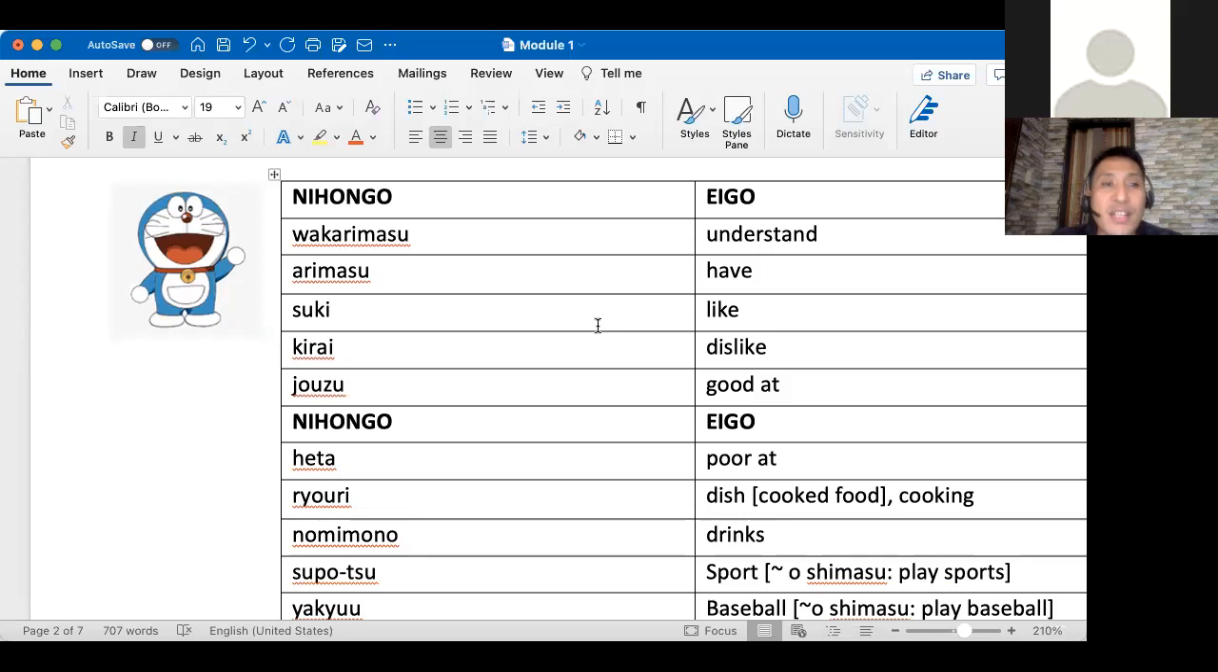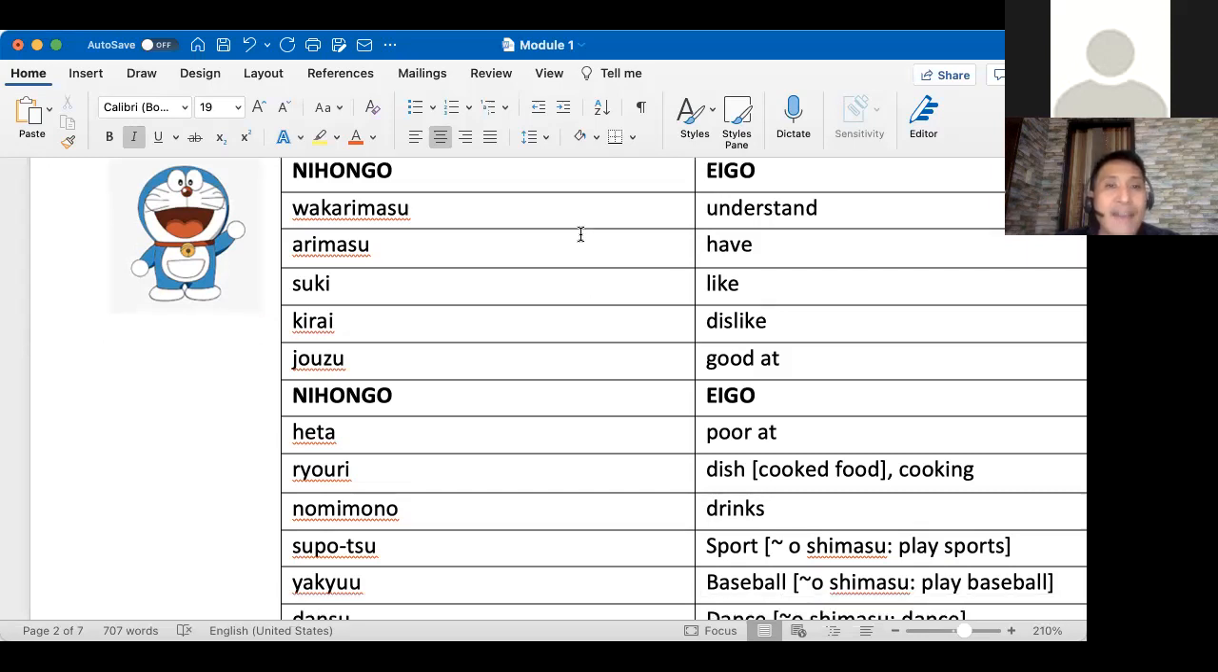So yung su po sa dulo, hindi na po natin yan pinopronounce or sinistress. Mas po ang pagbabasa nito. Pwedeng mas, na parang pabalik yung su, maliit na su, mas. Pwedeng sabihin natin wakarimas, wakarimas. Pwedeng ganun siya. No? Pero wag nating i-emphasize yung su sa dulo. So wakarimas means understand. Arimas means have.